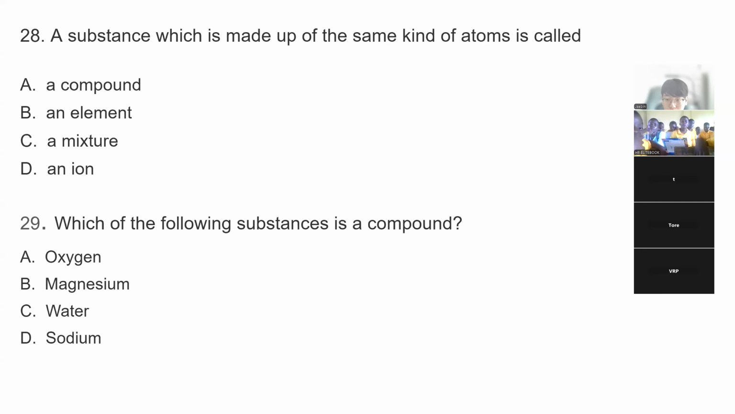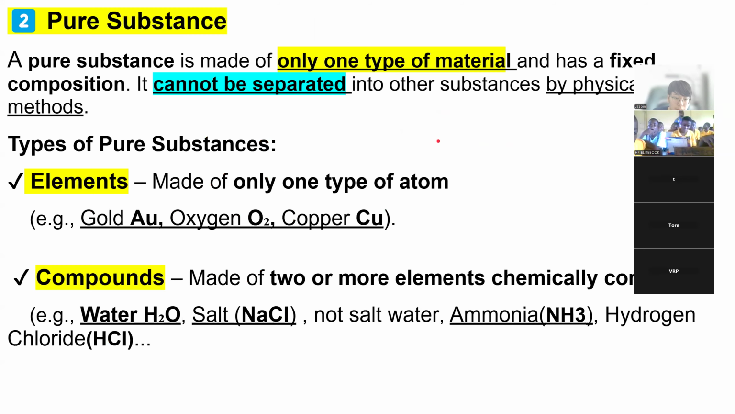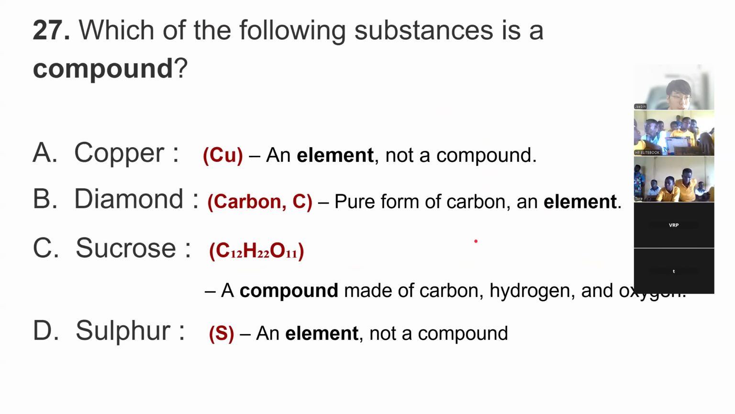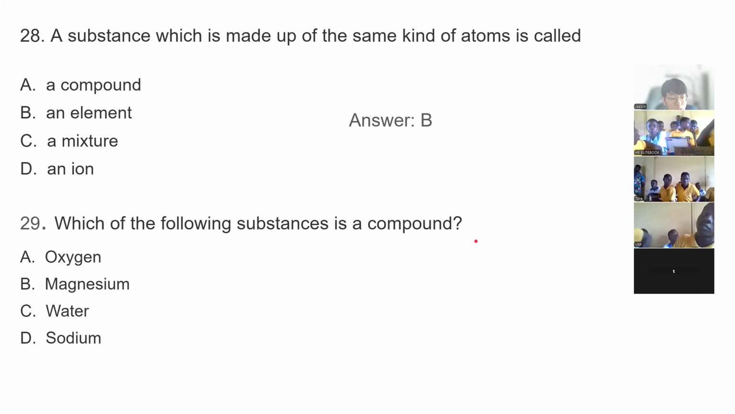Element. Yes, that's right. It's an element. So the answer is B, you are correct. Since we can see that elements are only made up of one type of atom. Compounds are the ones that are made up of two or more elements combined. So the answer is B, an element.